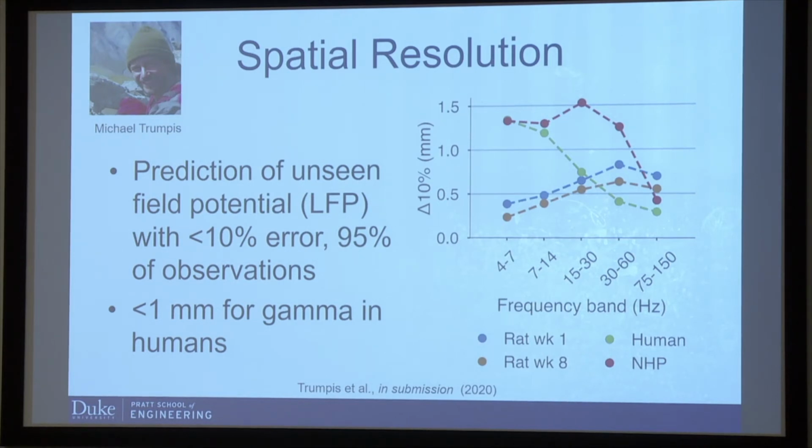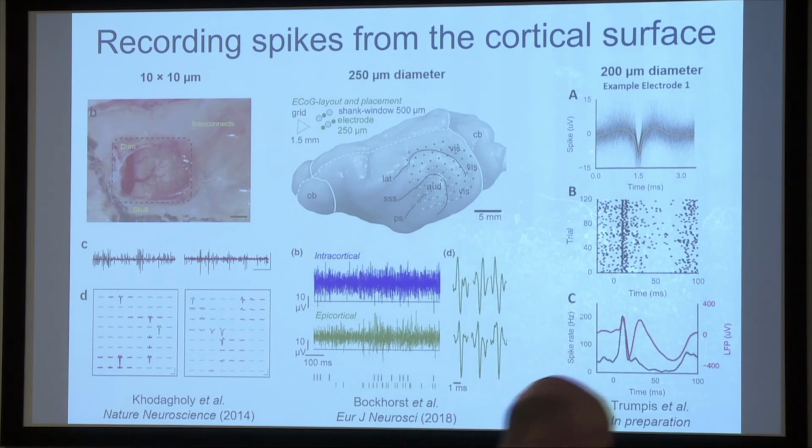Now, why would you want to necessarily go any smaller than this? Well, our group and others have looked at recording spikes from the surface of the brain, originally published by Dion Khodagholy. So if we have small enough electrodes spaced close enough together, we may be able to capture spiking activity from the surface of the brain. We've also seen this with our electrodes. And so that's one reason why we're interested in scaling even further than might be needed for the local field potential activity.